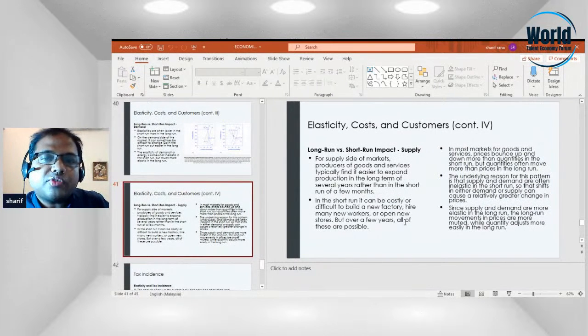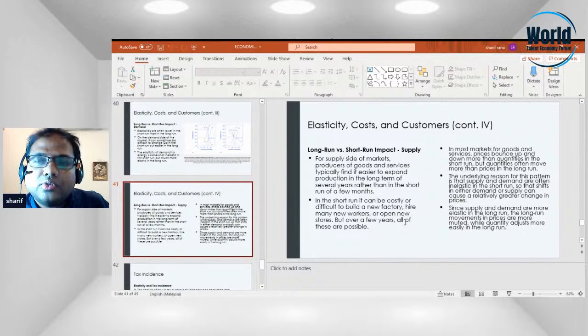Long run versus short run impact on supply. On the supply side of a market, producers of goods and services typically find it easier to expand production in the long run, over several years, rather than in the short run of a few months. In the short run, it can be costly or difficult to find a new factory, hire many new workers, or open new stores, but over a few years, all of these are possible. In most markets for goods and services, prices bounce up and down more than quantity in the short run, but quantity often changes more than prices in the long run.